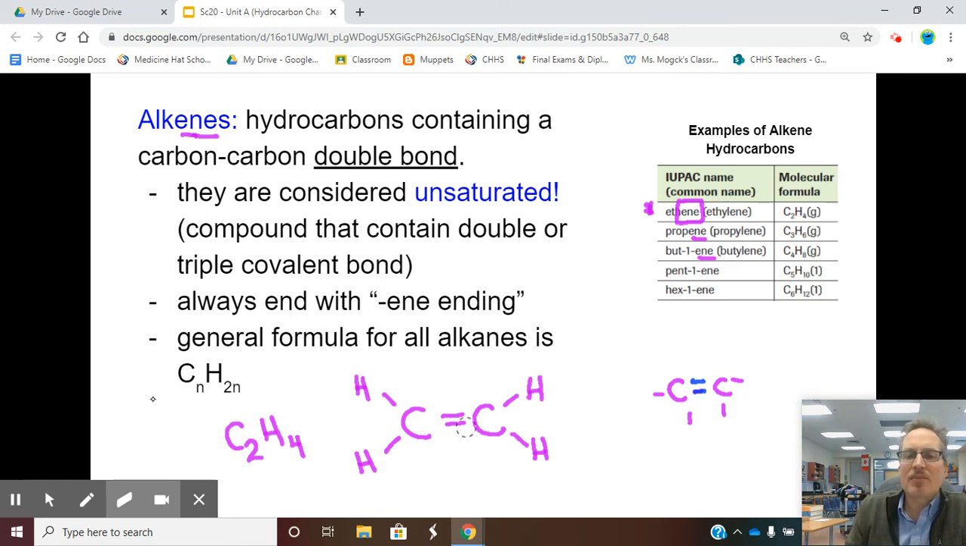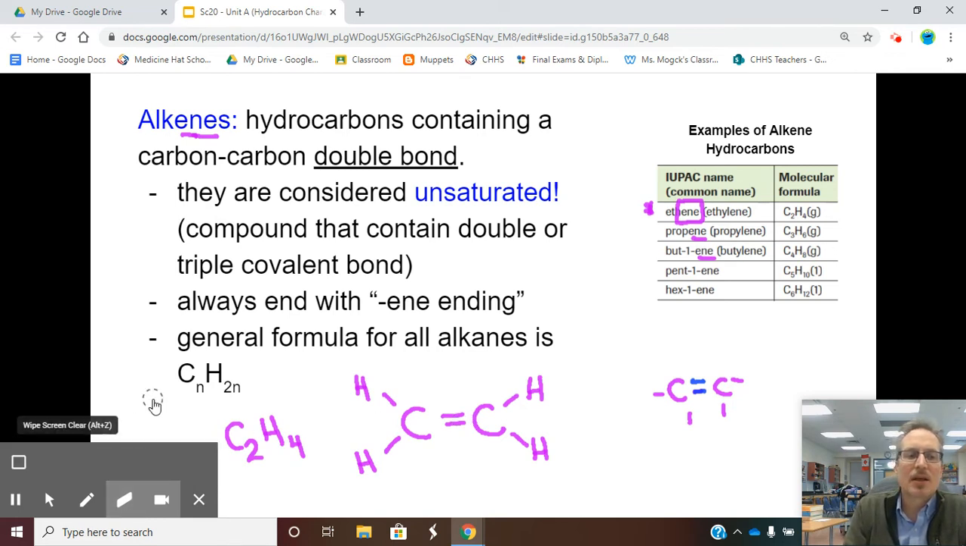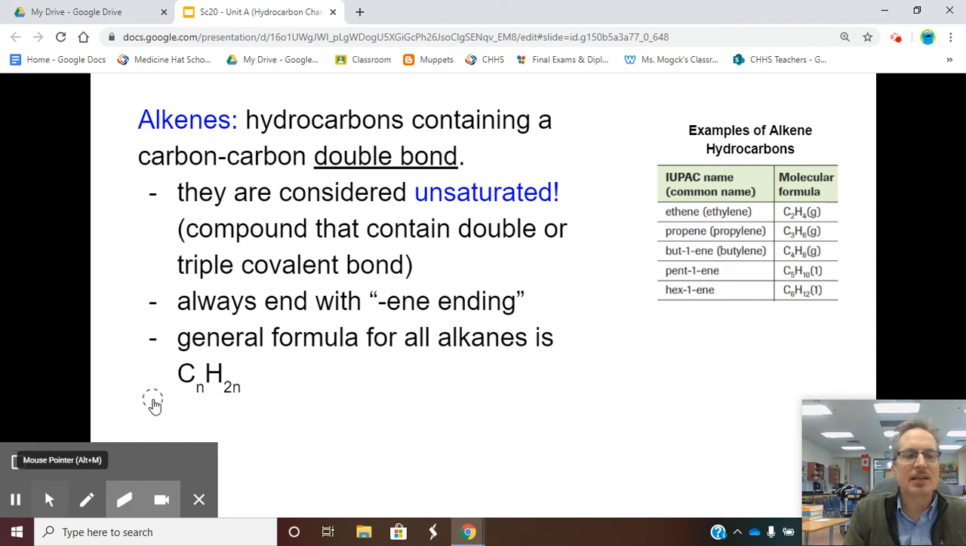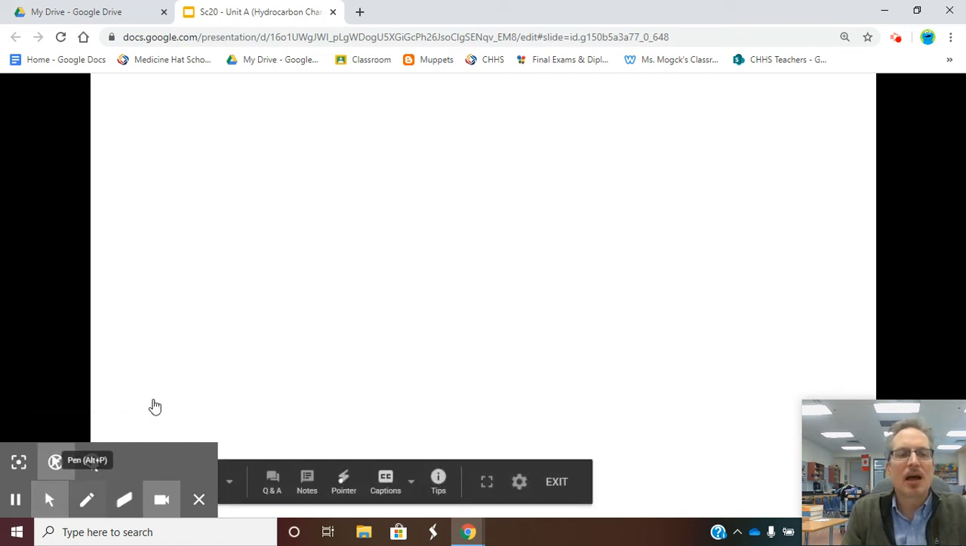Now, anytime we have a multiple bond, we will call this unsaturated. Because ideally, if we got rid of this bond, we could add a hydrogen to both of these sides, to the left side of the double bond and the right side, and we could get rid of the double bond. So anytime there's a multiple bond, we call this unsaturated. So again, let's go to the next page. I'm going to make up some examples for us.